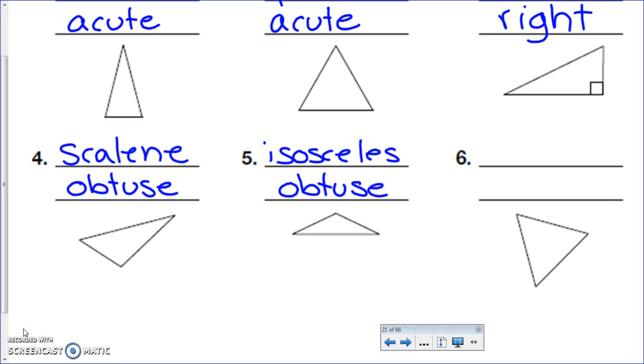For number 6, we can tell all three sides are the same length, which makes it equilateral, and all three angles are less than 90 degrees. So we have an equilateral acute triangle again.